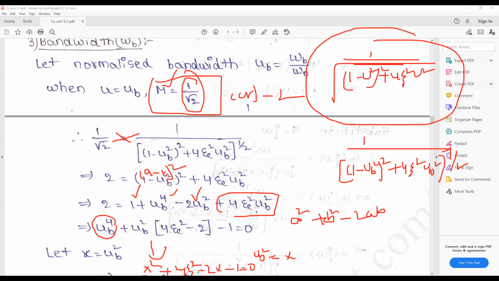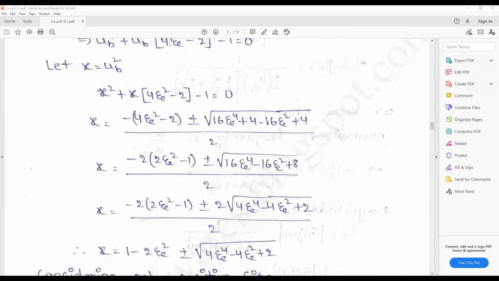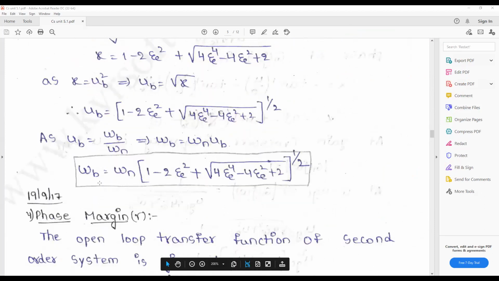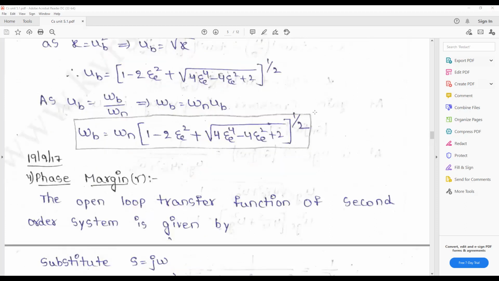Right? So calculate the roots. What is the root? This is the root. ub is square root of x, and the bandwidth is omega n into square root of 1 minus 2 neta square plus square root of 4 neta power 4 minus 4 neta square plus 2, whole to the power of 1 by 2. Okay, so this is the bandwidth.